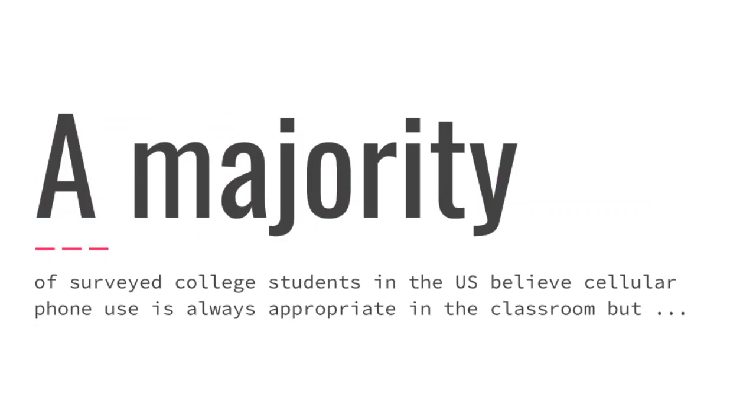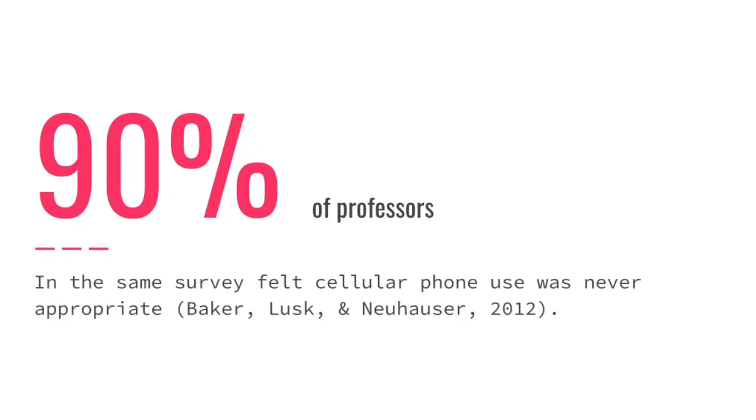Another large U.S. study showed that a majority of students believe that cellular phone use is always appropriate in the classroom. But in the same study, researchers found that 90% of instructors felt that cellular phone use was never appropriate. Well, are you freaked out? I am. Students and instructors disagree on some fundamental issues related to cell phones and their place in the classroom. Trying to enforce a cell phone policy can leave teachers exhausted and frustrated like Catherine P., or lead them to lash out like Professor Duns and lose students for the rest of the term.